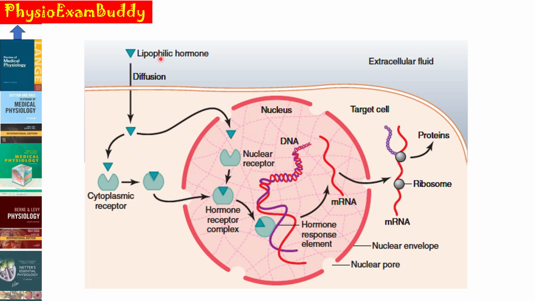So this lipophilic hormone will enter the cell through our plasma membrane by diffusion, and some of the hormones may bind with the cytoplasmic receptor and some others can bind with the nuclear receptors. And this hormone receptor complex will bind with a certain hormone receptor response element, and it can either cause activation or repression of this mRNA, and this will produce the actions in the target cells.